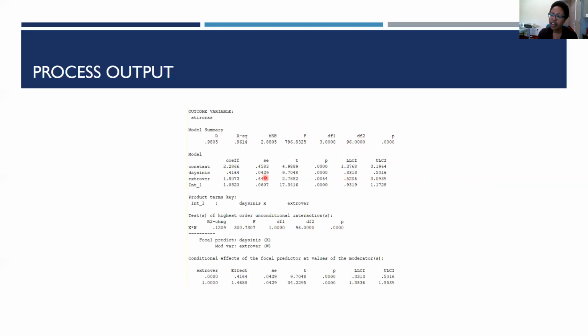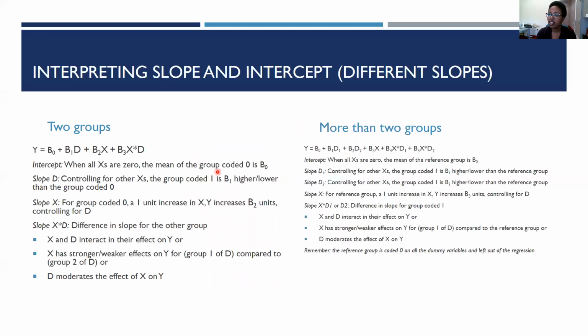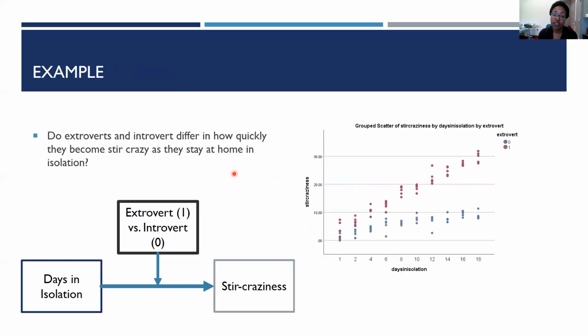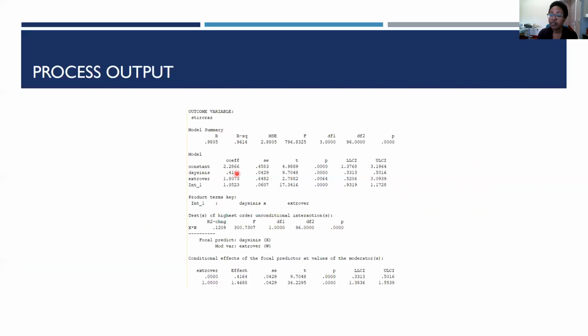When we look at our constant, which is our intercept here, so this is, if we look back at our interpretations, when all the x's are 0, this is the mean for the reference group. So our reference group is the introverts. They were coded as 0. So what we can say is that when days in isolation are 0, right? So everything is 0. Days in isolation is 0. Extroversion is 0. So that means we're an introvert when we don't have any interaction.